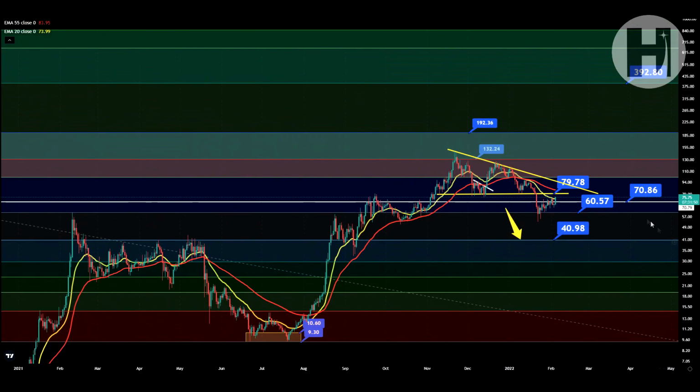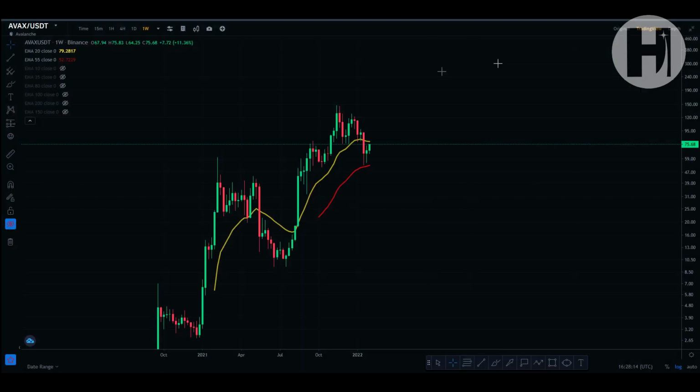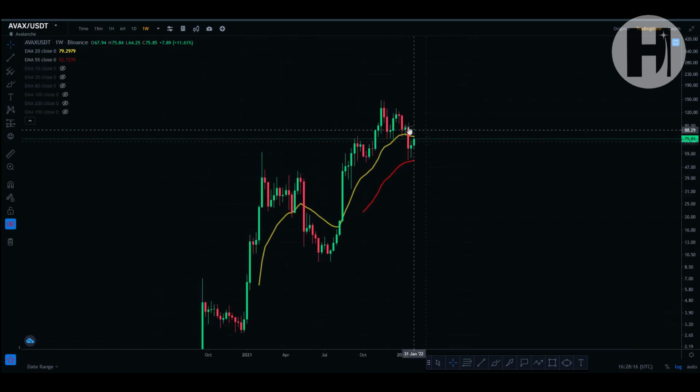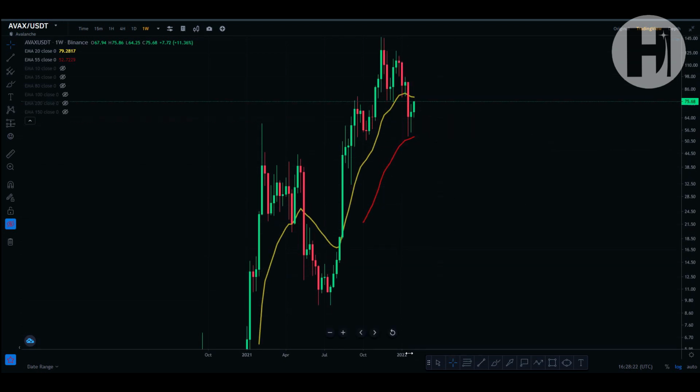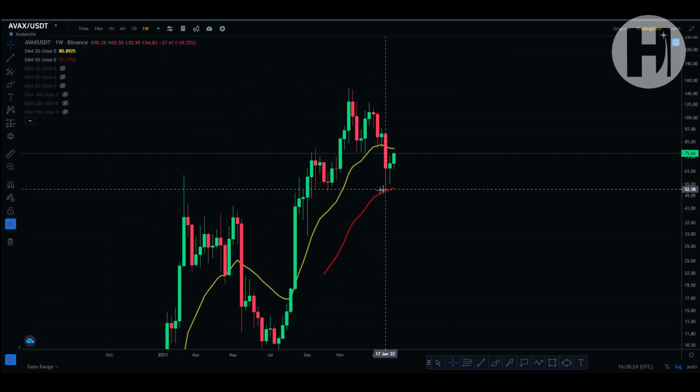On the TradingView chart, let's jump into Binance. Now, jumping into the weekly chart, as you can see, we had a move to the downside here. We bounced off the 55. Well, we haven't even bounced off of it. As you can see, we didn't even touch it, but we wicked towards the 55 EMA.